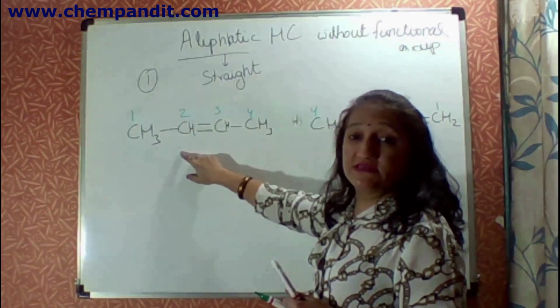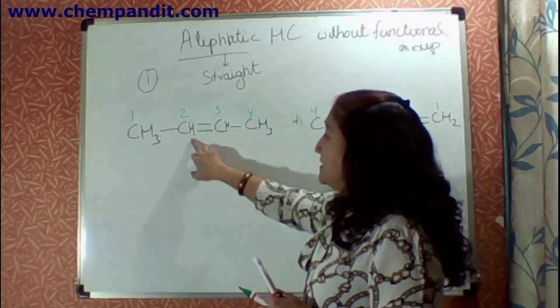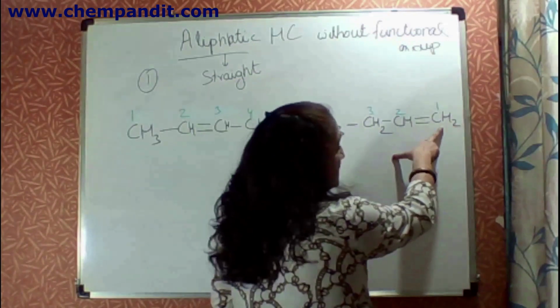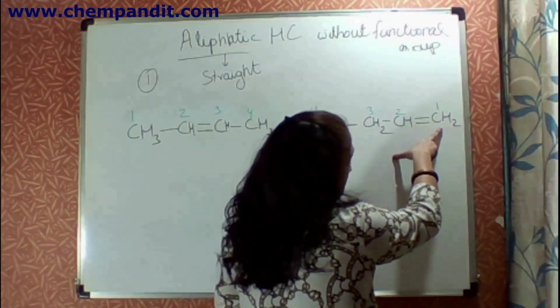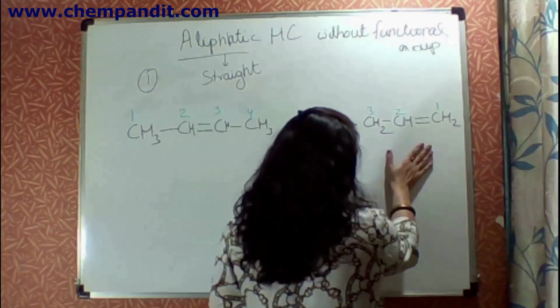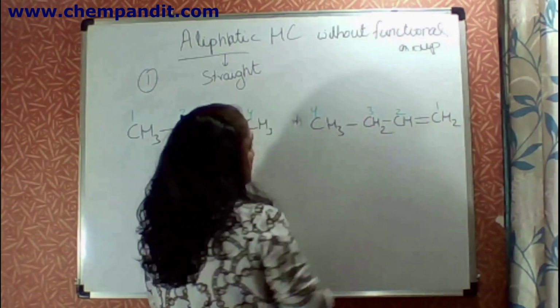Always use the lowest number. So, in this compound, the double bond is at the second carbon atom, right? And in this, the double bond is at the first carbon atom. The lowest number is what we are getting in this one. This means the numbering will be done from right to left.